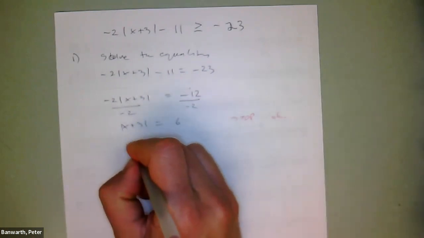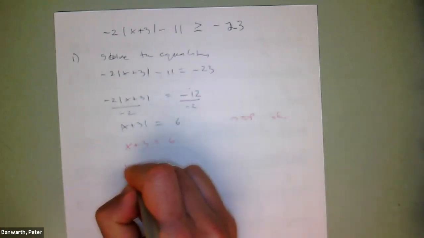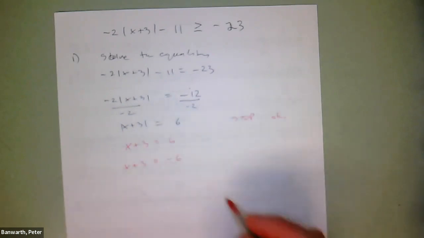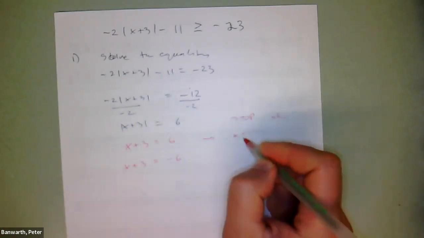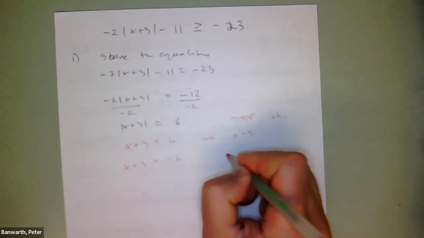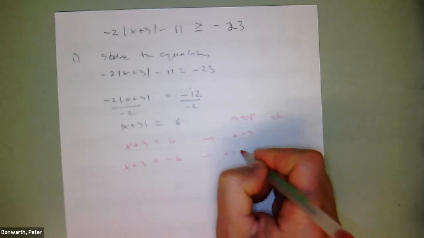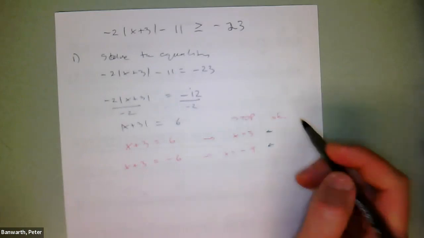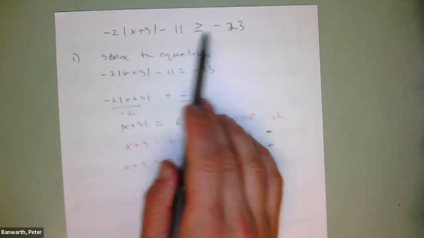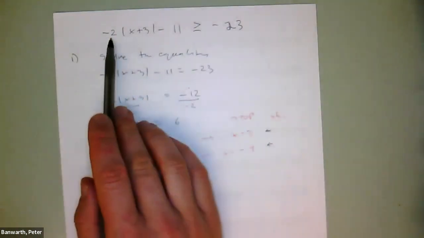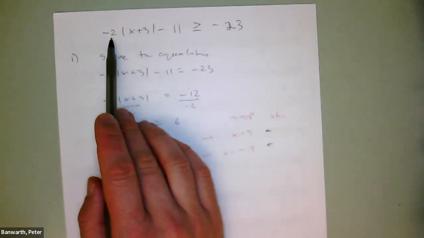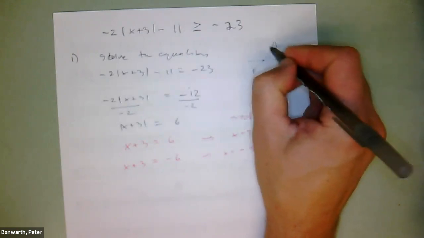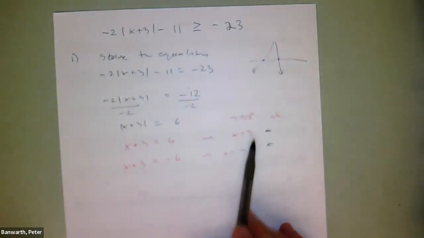So I can continue to say either x plus 3 equals 6 or x plus 3 equals negative 6. And if that's the case, then x equals 3. And if that's the case, then x equals negative 9. So now I have my solution points where it's equal. And I need to find out, well, when is it greater than or equal? And maybe I think about, all right, it's negative, so it opens down. So whatever that line is, it must have crossed here and here. So it should be greater than when I'm between those 2 points.